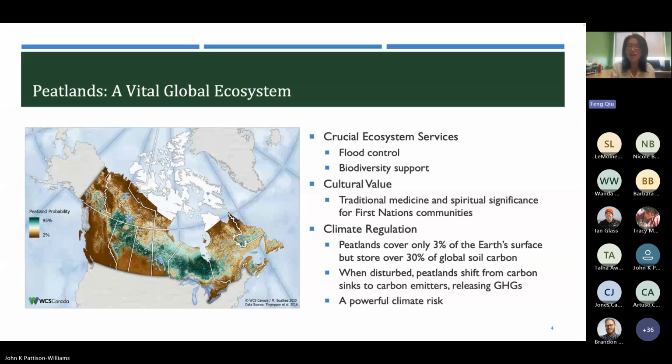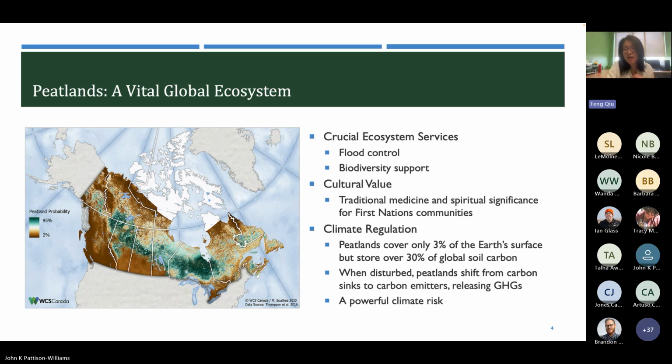Next, I'm going to provide some background information about why peatland is so important. Peatlands are a special type of wetland, and they provide vital ecosystem services. They are very important in water regulation, for example, reducing flood risks. They also support biodiversity, providing habitat for unique wetland species, plant species, and animal species. For many First Nation communities, peatlands are also important for spiritual and cultural values and benefits. Peatlands are also harvesting places for traditional medicines.